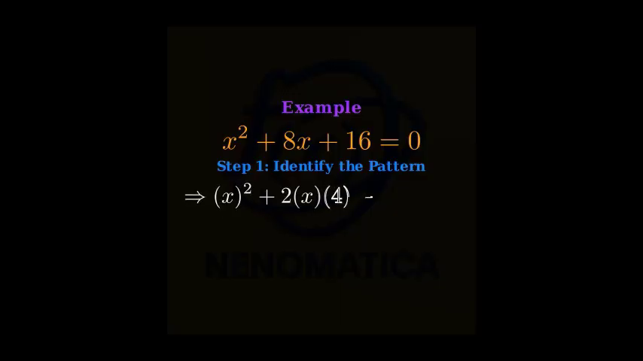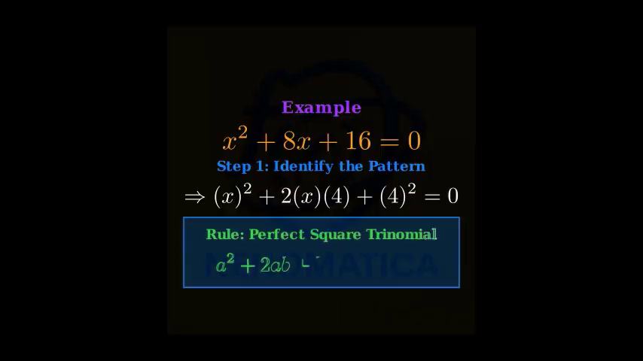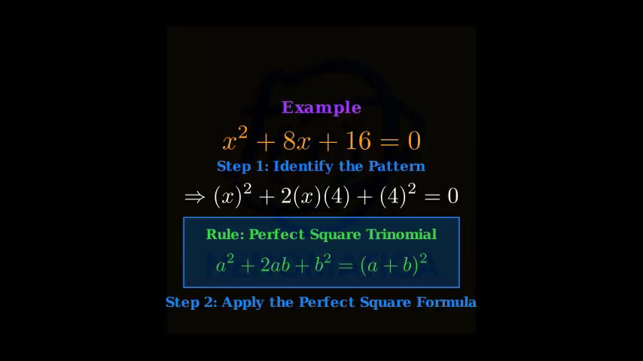We can write this as x squared plus 2 times x times 4 plus 4 squared equals 0. Notice the pattern here. We have the square of x plus twice the product of x and 4 plus the square of 4. Step 2. Now we can apply the perfect square formula.